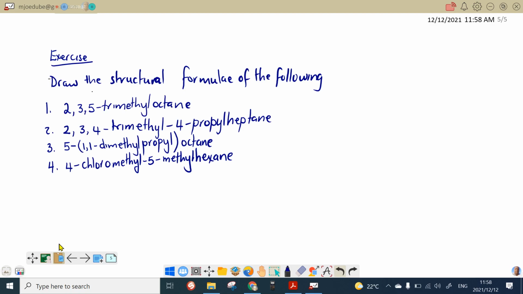The important thing to remember when you draw the structural formulae of these substances is that you first need to identify the main chain, and remember how many carbons there are in that main chain. The others become the substituent groups, and you need to know where they are substituted in the compound. So, things to remember: one, the main chain.